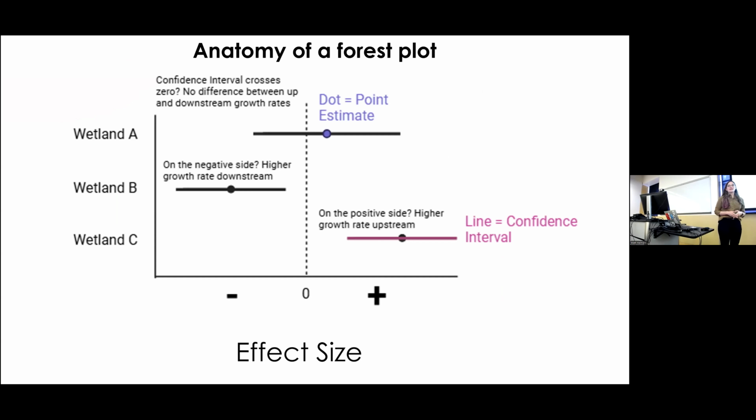Before we get into my results, let's go over the anatomy of a forest plot. So we have our wetlands on the y-axis, and then the effect size on the x. We have a point estimate of the difference between up and downstream communities indicated by the dot, and the line is our confidence interval. If that confidence interval crosses the 0, that means there is no difference in periphyton growth up or downstream. But if it's to the left, that means there was a higher growth rate of that taxa downstream. If it's to the right on the positive side, that means there's a higher growth rate upstream.